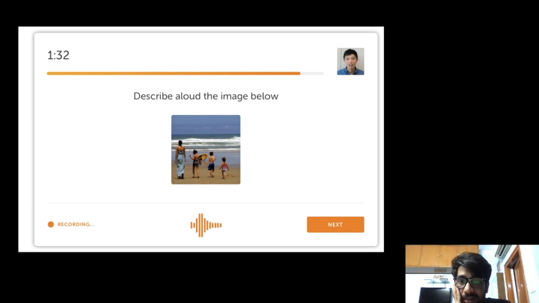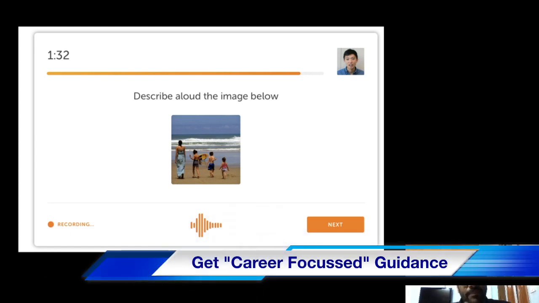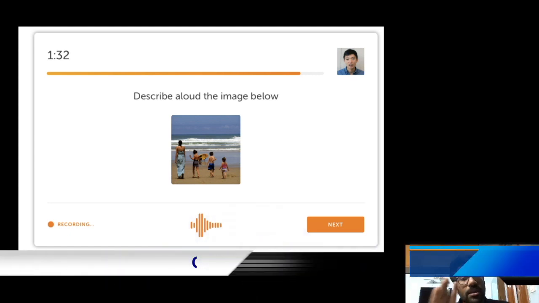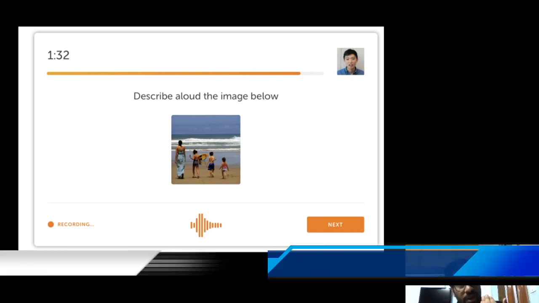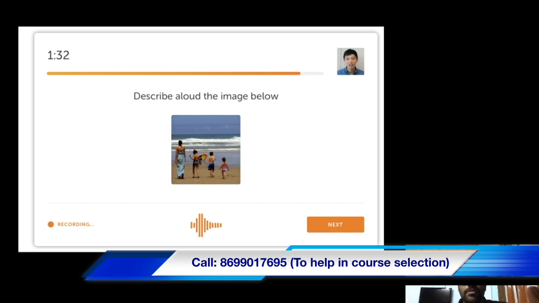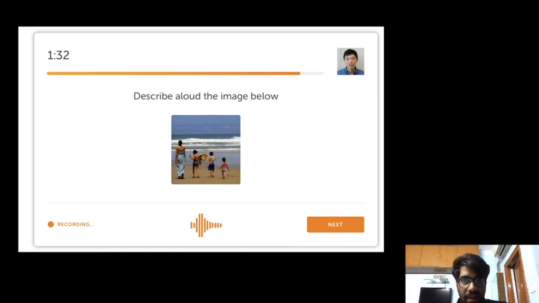Or is it? I was asking you. Okay, so now let me tell you one thing. Every image in this world has two things. What are those two things? Foreground, background, right?